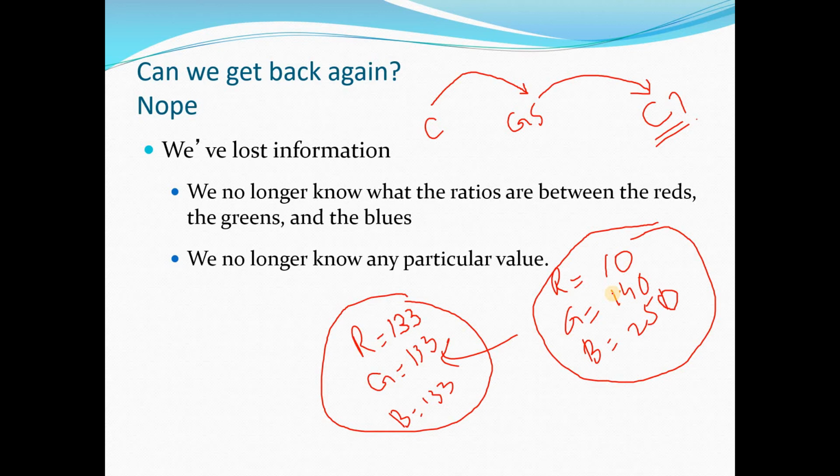So remember, when you convert a color image to grayscale, you cannot go back. It's a one-way process, not possible to get back that lost information. We no longer know the ratios between the red, the green and the blue. Now they are all the same. We don't remember the old values. We no longer know any particular value, so it's not possible to convert a grayscale image into a color image.